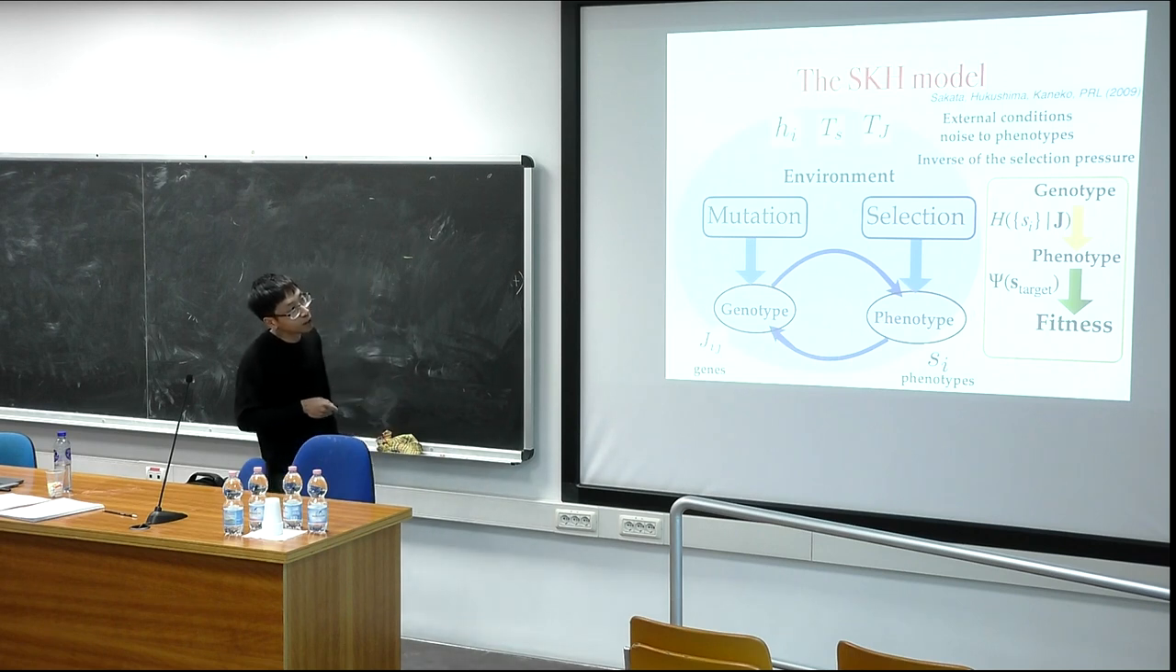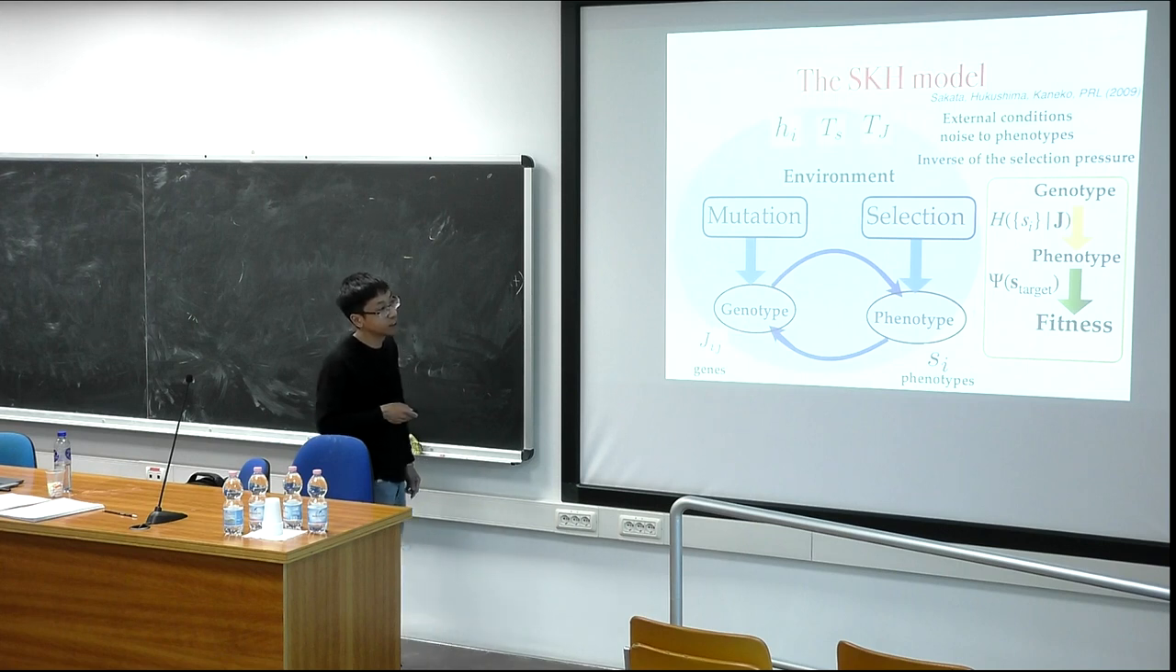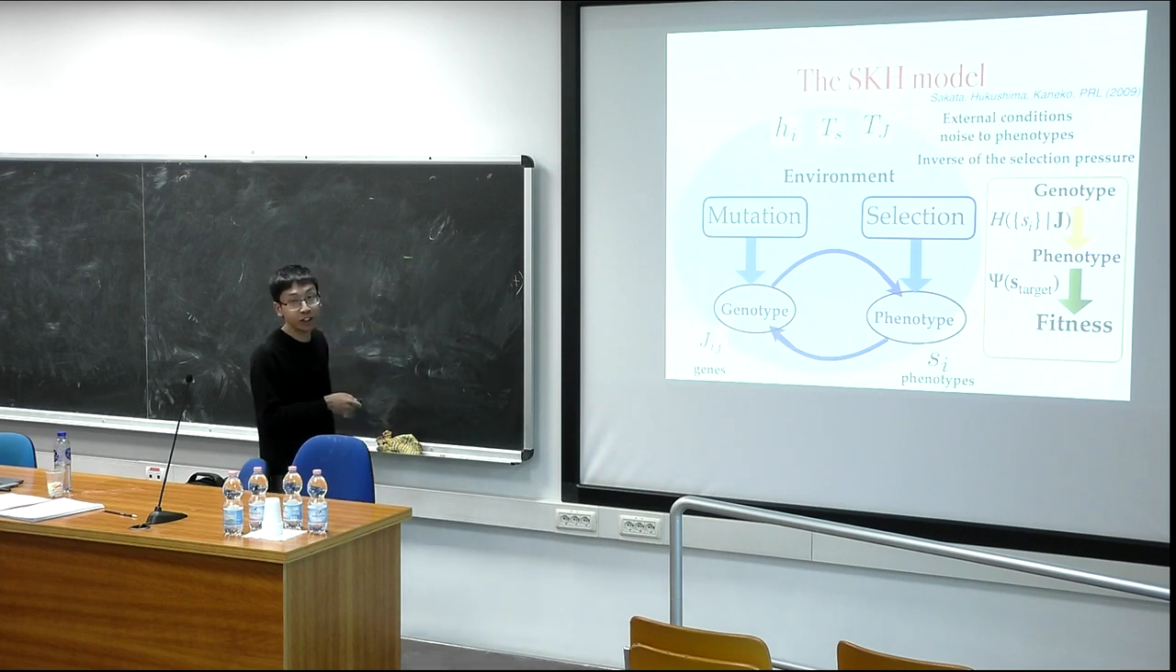And then because the system is embedded in an environment, you need a few more parameters. Now we come to Jacopo's question. We have two sorts of stochasticity. One is a noise on the dynamics of the phenotype, which is the T_s here. And then you have another kind of noise, which you can also call not noise but the inverse of the selection pressure, acting on the dynamics of the genes.